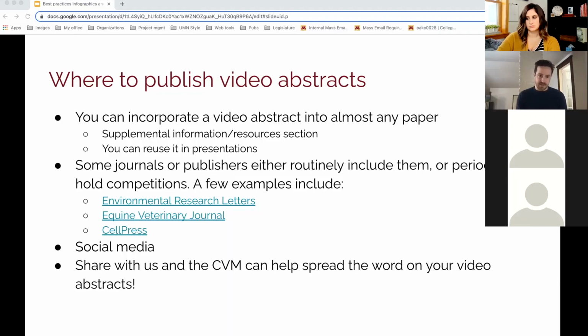Some examples of journals that include video abstracts are Environmental Research Letters, Equine Veterinary Journal, and Cell Press. There's a whole bunch of others. Of course, like we talked about, you can share it on social media and share it with us so that we can distribute your video abstracts and reach new audiences.